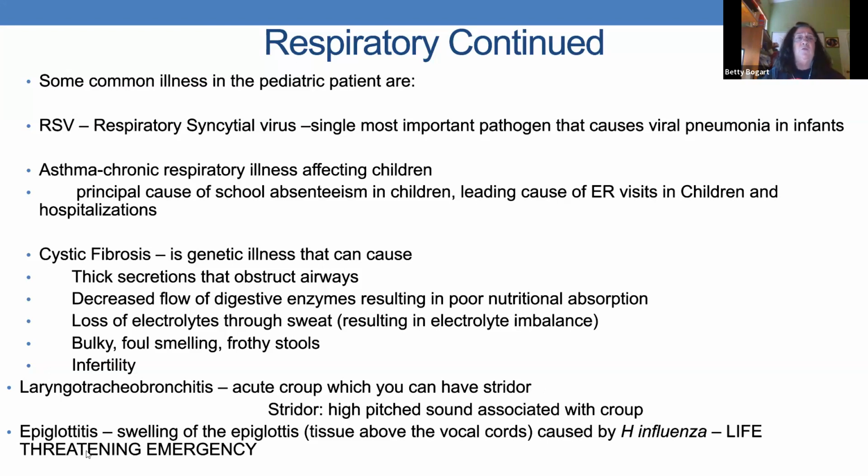Asthma is one of those chronic respiratory illnesses in children. It is the principal cause of missed school, ER visits, and a lot of hospitalizations. So asthma is a chronic condition. Many children grow out of it, but some don't, and they live into adulthood with it.